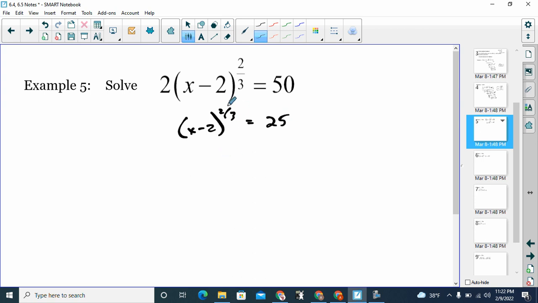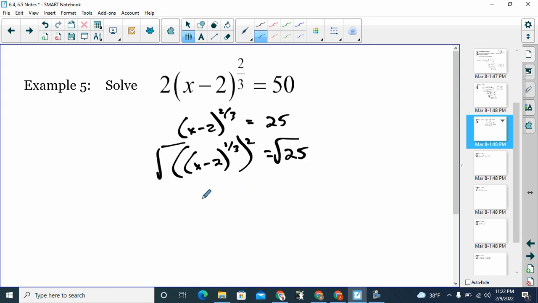From there, this rational exponent, the 2/3, we're going to split that up in the same way we did in section 6.4. I'm going to write this as x minus 2 to the 1/3 and then squared. Notice power of a power, that's the same thing as 1/3 times 2, which is 2/3. I need to cancel out that squared. We cancel a squared by taking the square root of both sides. So I get x minus 2 to the 1/3. The square root canceled with the squared.